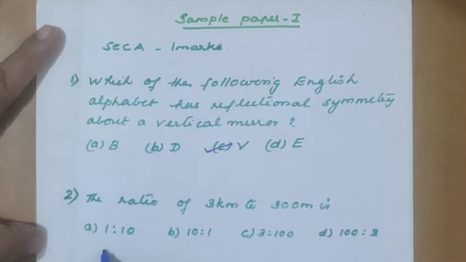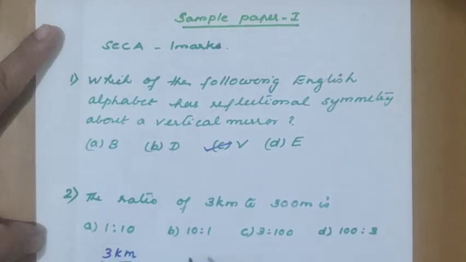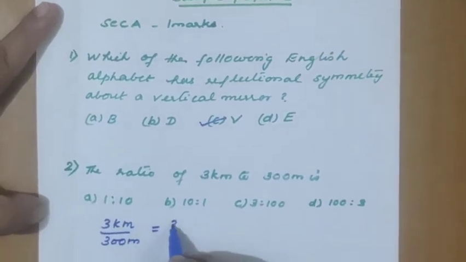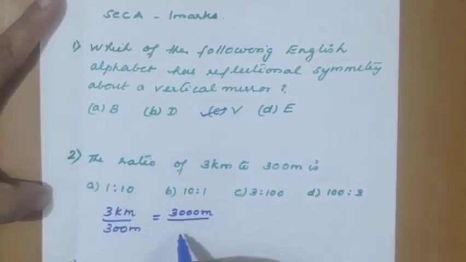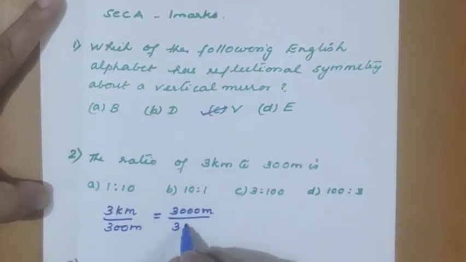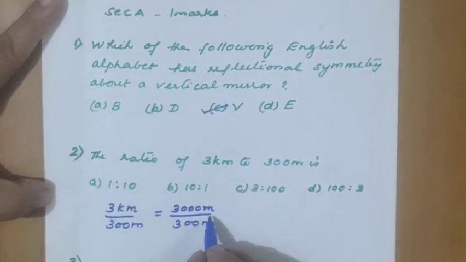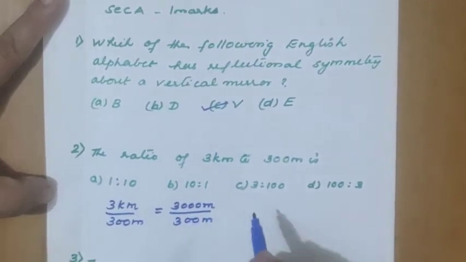So when we are having this ratio 3 kilometer by 300 meter only, so when you are doing the ratio, it must be in the same unit. So 3 kilometer should be written as 3000 meter, because 1 kilometer equal to 1000 meter, and divided by 300 meter. Now the units are same, then only we can do the ratio.